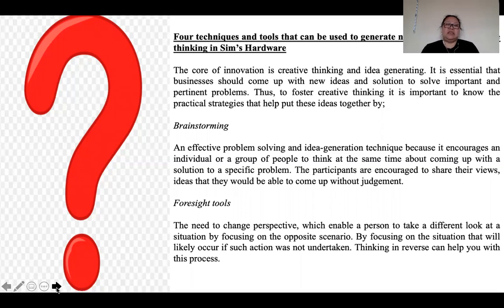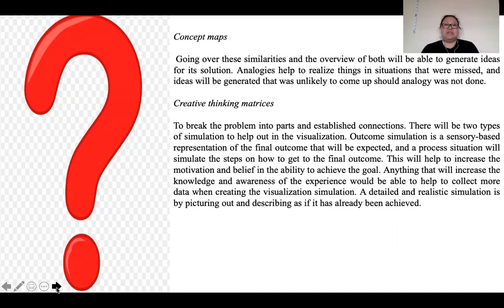Foresight tools, the need to change perspective, which enables a person to take a different look at the situation by focusing on the opposite scenario, by focusing on the situation that will likely occur if such action was not undertaken. Concept maps, going over these similarities and overview of both will be able to generate ideas for its solution. Analogies help realize things in situations that were missed, and ideas will be generated that were unlikely to come up should analogy not be done.